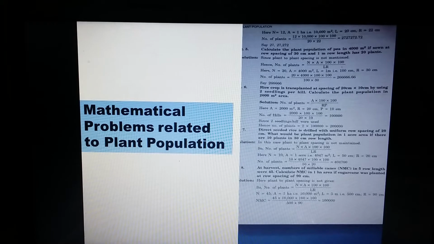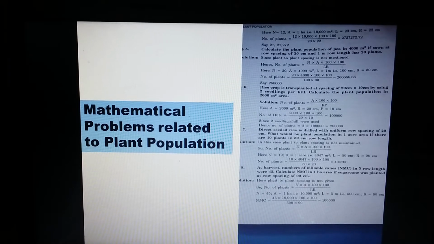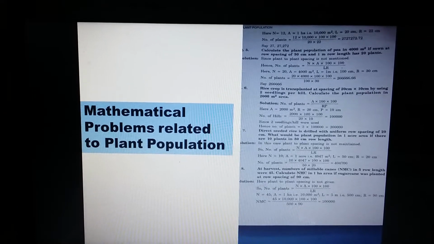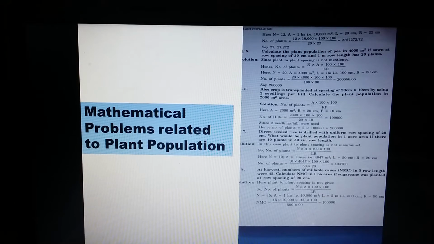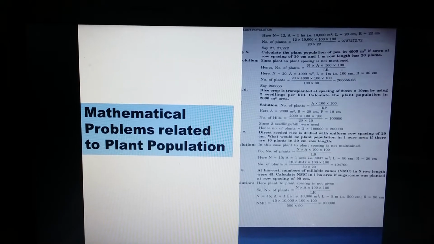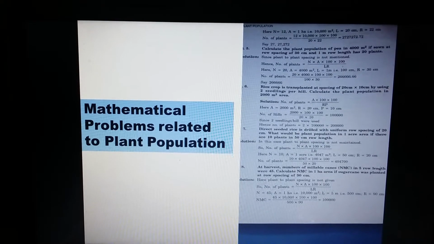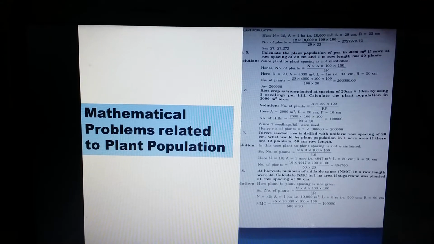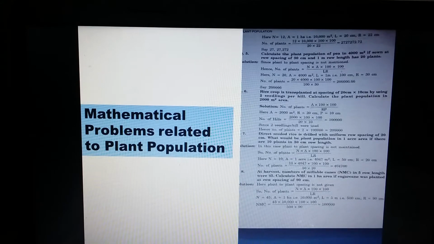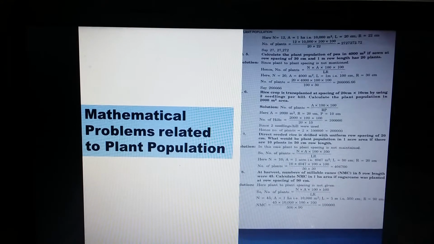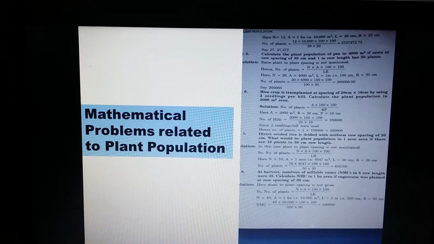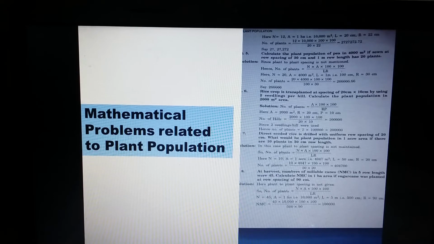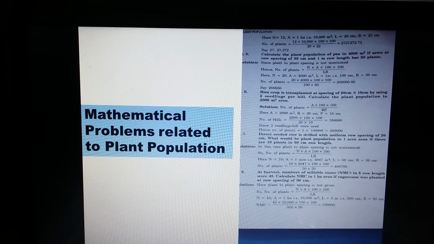So now coming to problem number 5. The problem is: calculate the plant population of P in 4,000 meter square if sown at the row spacing of 30 centimeter and 1 meter row length has 20 plants. Now this problem you have already solved. So your N equal to 20 and your L equal to 1 meter, that means 100 centimeter, your R equal to 30 centimeter, your A equal to 4,000 meter square.